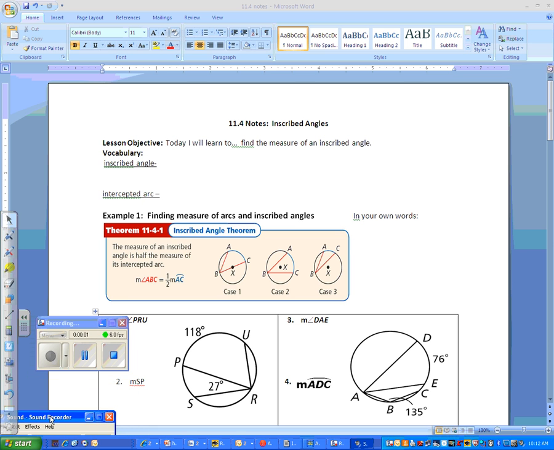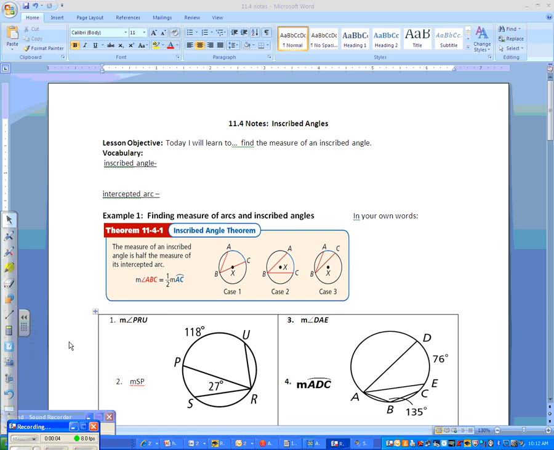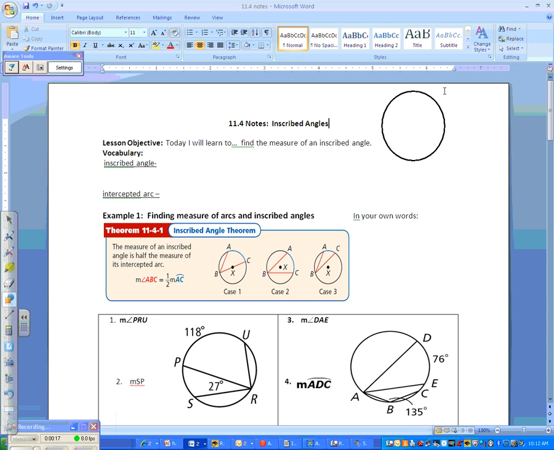Okay, 11.4. We were talking about inscribed angles today, and by the end of the video, you should be able to find the measure of an inscribed angle. So, some of you are probably wondering, what is an inscribed angle? So far, we've talked about central angles, so we should know what that is.